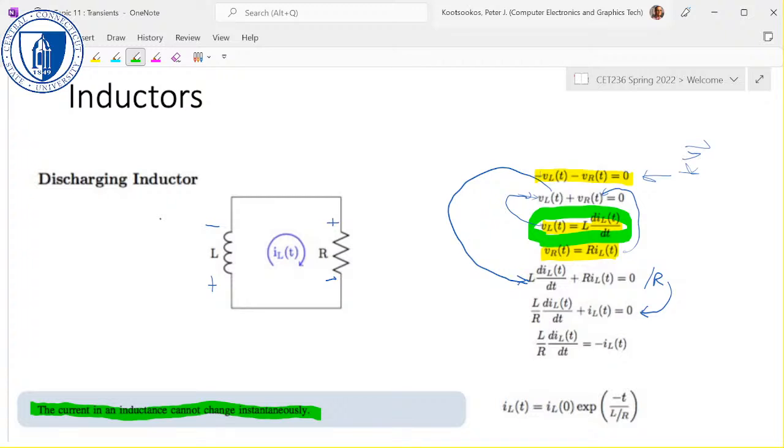And just like we had before, we now have another first order differential equation, and the solution to a first order differential equation is a decaying exponential. Remember, if you're solving differential equations, you've got two solutions usually. You've got the unforced solution, which is what this one is, and the forced solution. We don't have any forced solution. We don't have any driving current. So we don't need to take that solution into account.